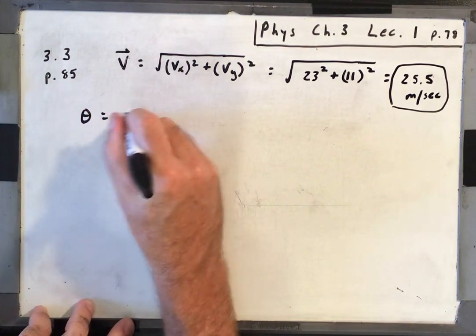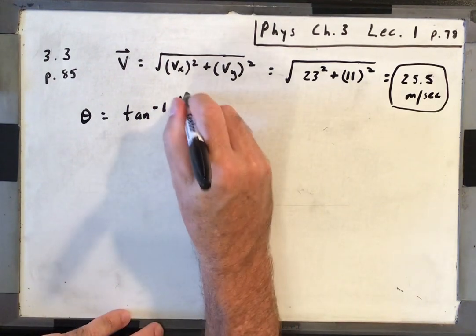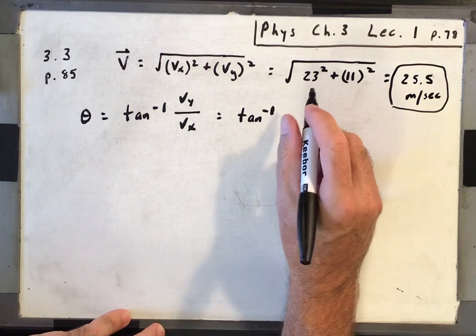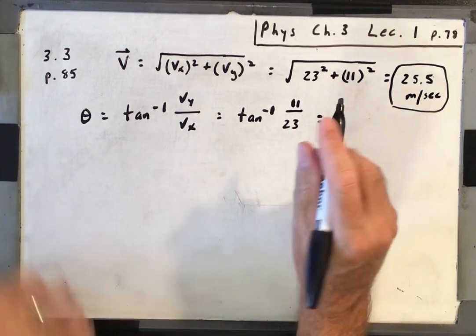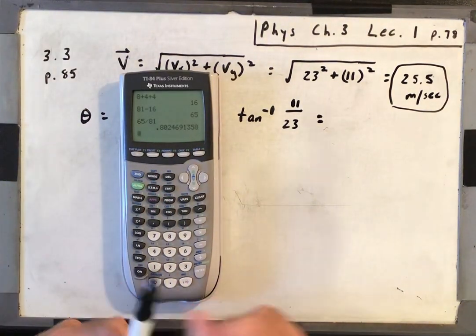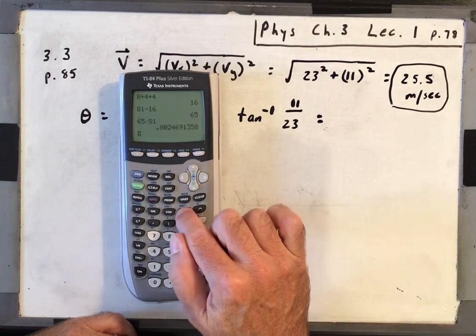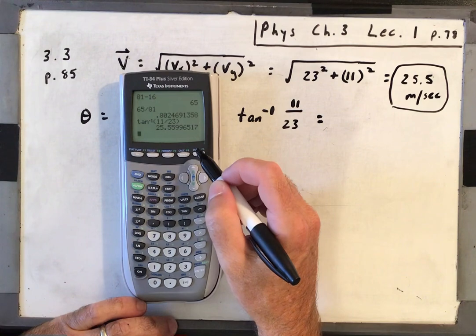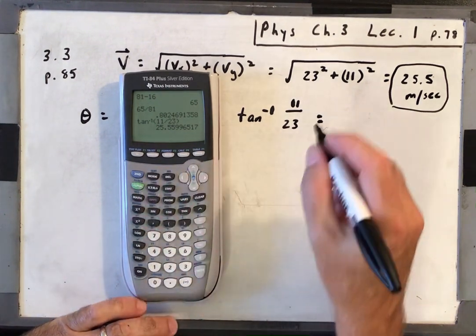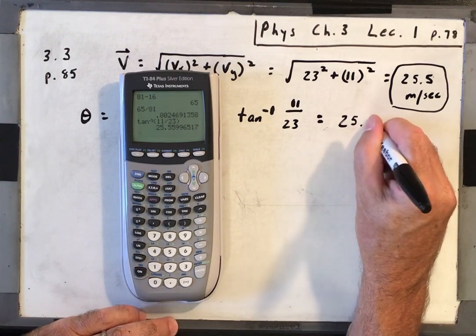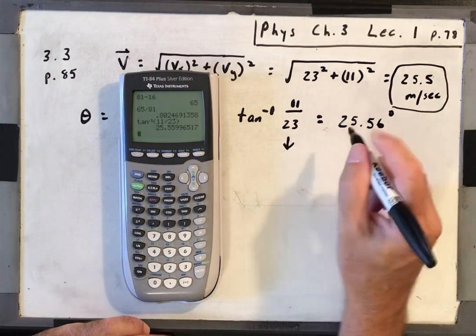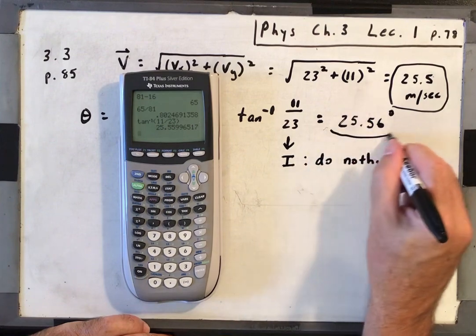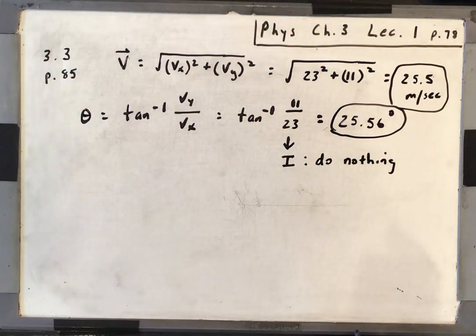And then the direction angle will be the inverse tangent of v sub y over v sub x. So that's the inverse tangent of 11 over 23. Let's put that in your calculator. Find the inverse tangent button: hit the second button and then tangent, then do 11 divided by 23. Make sure that your calculator's in degrees. If you've forgotten how to change that, go to mode. That's 25.56 degrees. Now, do we have to change anything? What quadrant are we in? Well, 11 and 23 are both positive. We're in quadrant 1, so that's a do-nothing situation. So our direction angle is indeed 25.56 degrees.